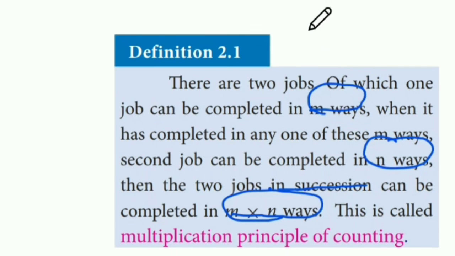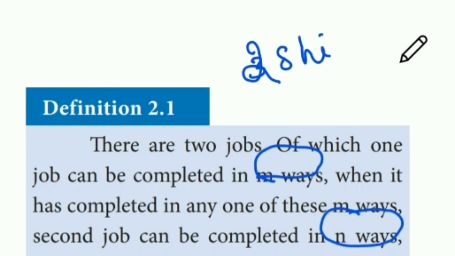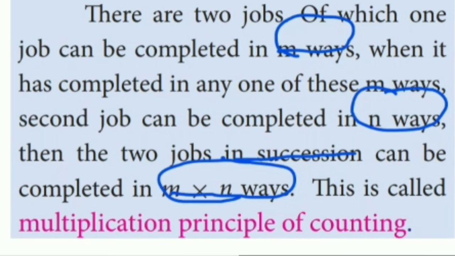So for example, in this sum, you had 2 shirts and 3 pants. This is m and this is n. So the total will be m into n. That is the multiplication principle.